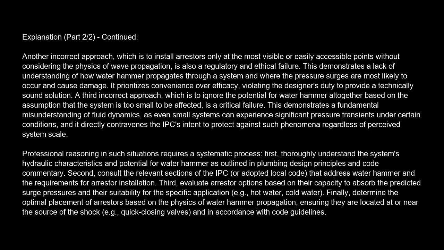First, thoroughly understand the system's hydraulic characteristics and potential for water hammer as outlined in plumbing design principles and code commentary. Second, consult the relevant sections of the IPC or adopted local code that address water hammer and the requirements for arrester installation. Third, evaluate arrester options based on their capacity to absorb the predicted surge pressures and their suitability for the specific application, e.g., hot water, cold water. Finally, determine the optimal placement of arresters based on the physics of water hammer propagation, ensuring they are located at or near the source of the shock, e.g., quick-closing valves, and in accordance with code guidelines.